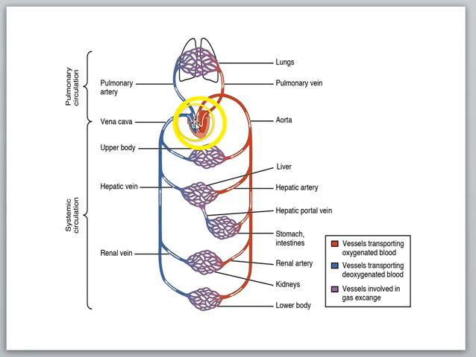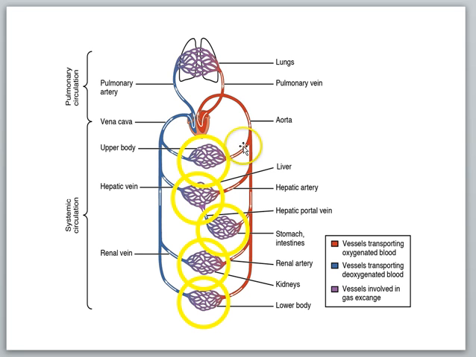That brings us back to the heart then. The blood has made its passage through the lungs, picking up a fresh supply of oxygen and getting rid of carbon dioxide. And now we're back to the left side of the heart. The left side of the heart will pump that oxygen-rich blood all around the body.